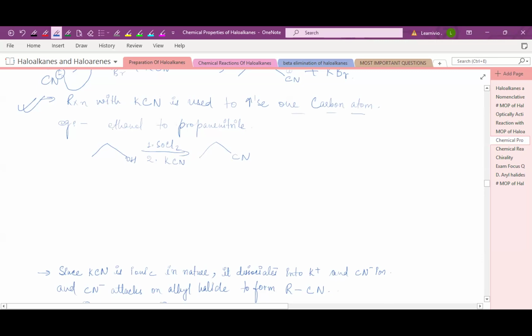Now you can see ethanol में there are only two carbons, but propane nitrile में क्या है? There are three carbons, right? So you can react with KCN. KCN को कैसे आप use कर सकते हो? It can be used to increase one carbon, because cyanide में क्या है? There is one carbon, and if you add one carbon, it will increase the number of carbons. So here ethanol से propane nitrile बना रहे हो आप. Okay, so this is the reaction.